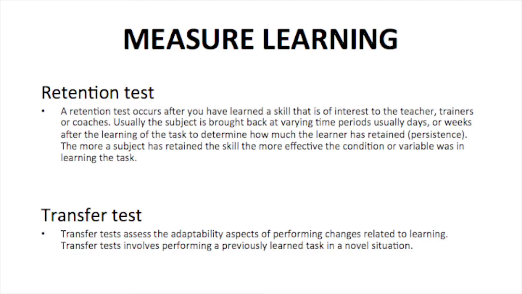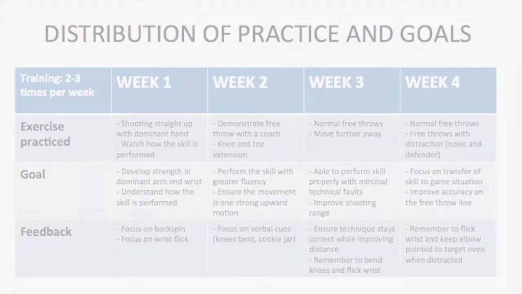To measure adaptability, in which we see how well the learner can adapt the skill in varying conditions, we do a transfer test, which is done after the training period. For our program, we got the learner to perform 10 free throw attempts, but with opponents around the shooting line who are talking and trying to distract the learner, which is more like the game setting.